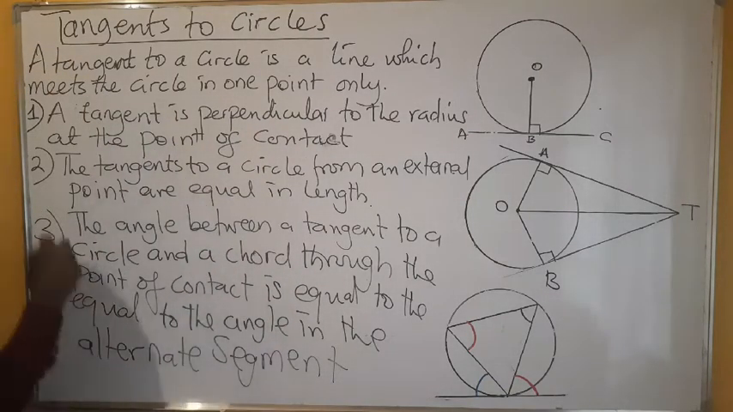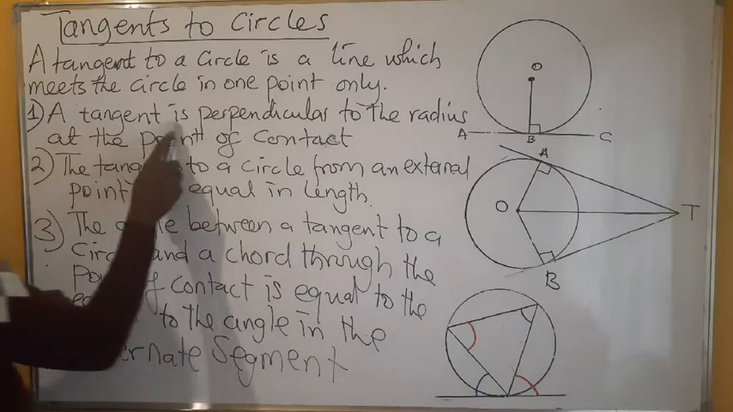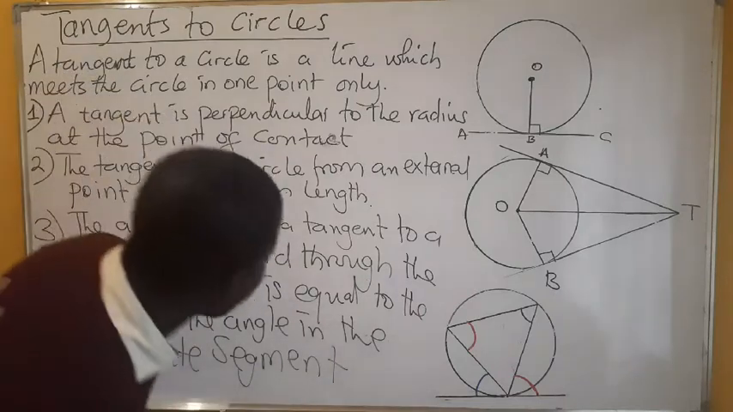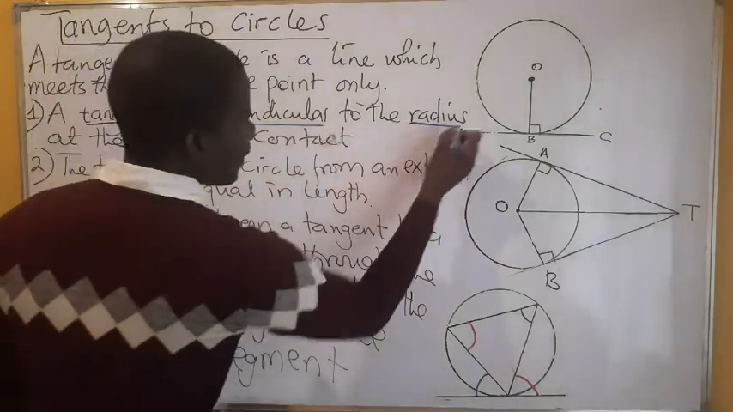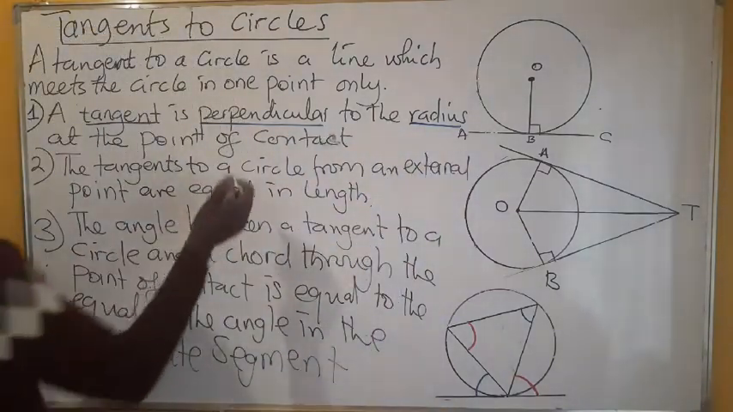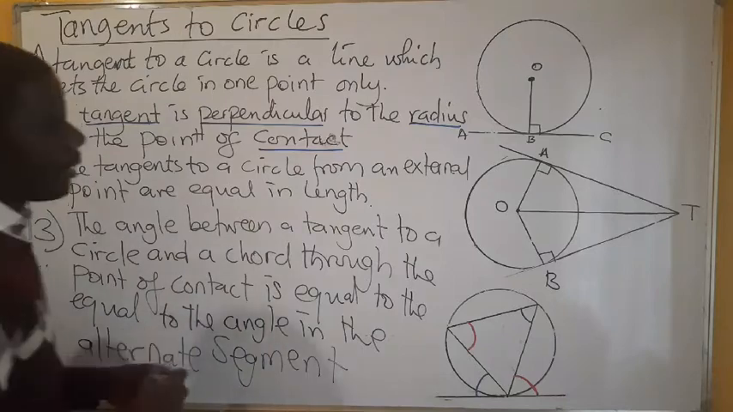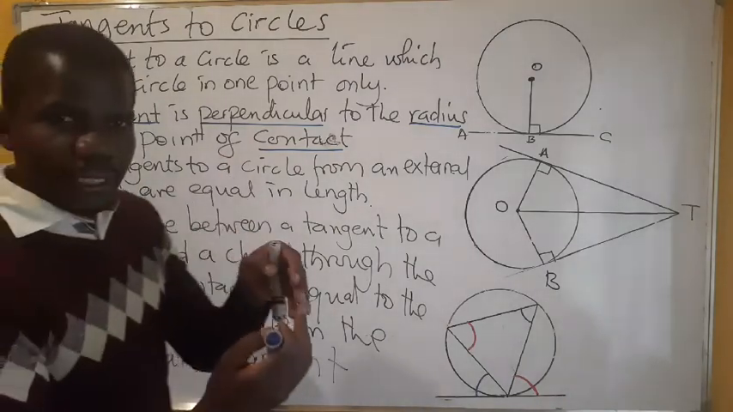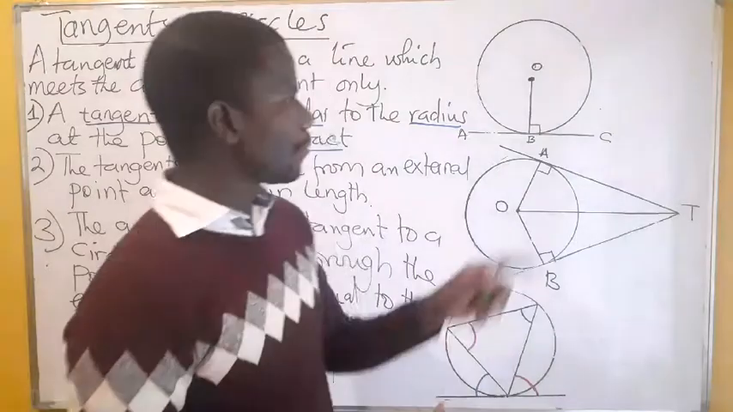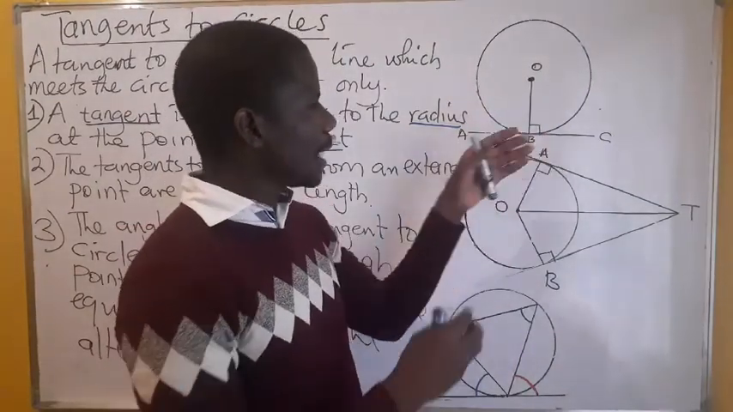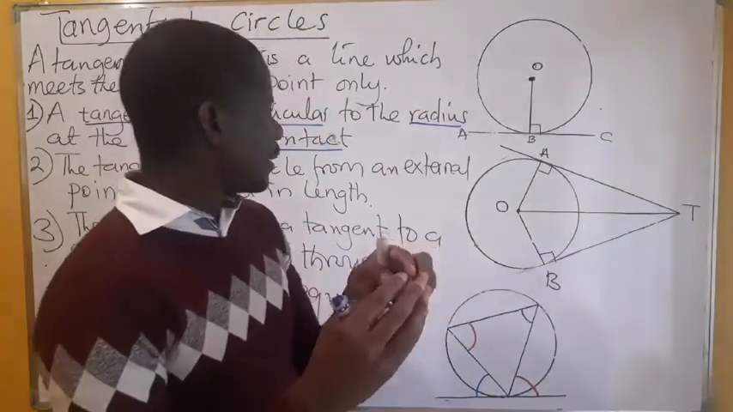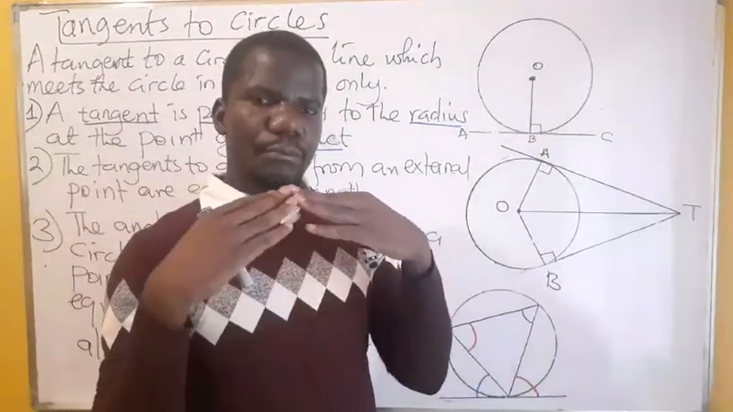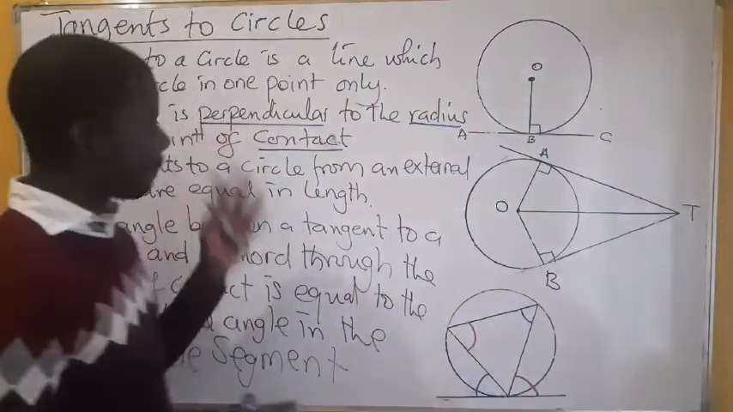When it comes to these theorems, what is the first one saying? A tangent is perpendicular to the radius at the point of contact. Perpendicular means that at their point of contact they form 90 degrees. So we have a radius and a tangent, and at the point where they meet, they form 90 degrees. That is what we mean by perpendicular.